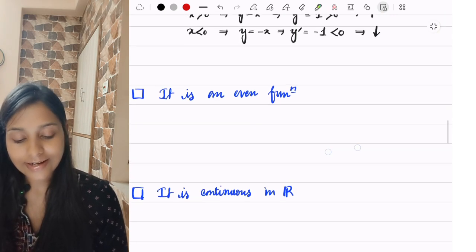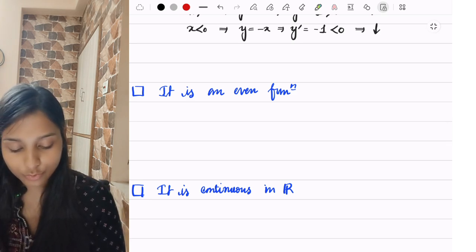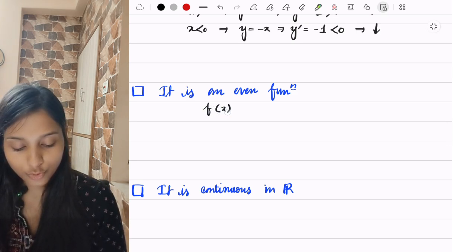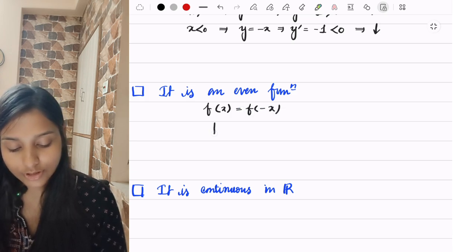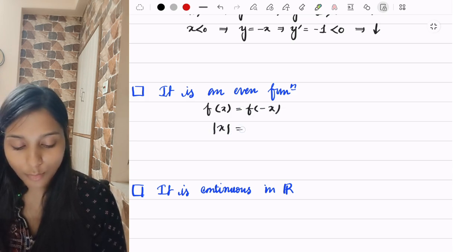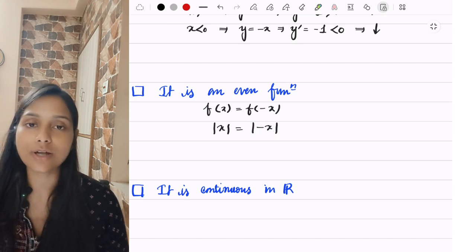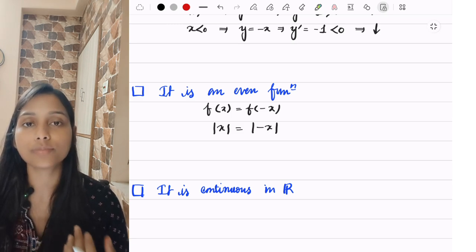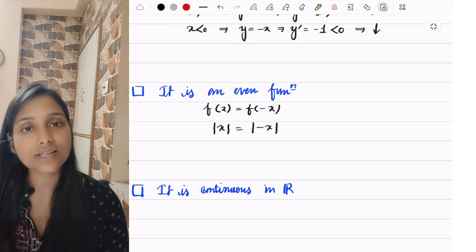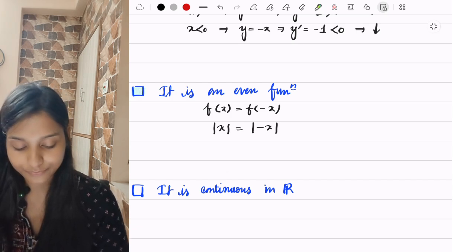Next, it is an even function. For an even function, what do we do? We try to prove it. So, f of minus x. Again, for the mod x function, whatever mod x is, mod of minus x will always be the same. So, whether we put mod 2 or mod of minus 2, it will always give the positive value. In this case, it will be the same. So, it is an even function.